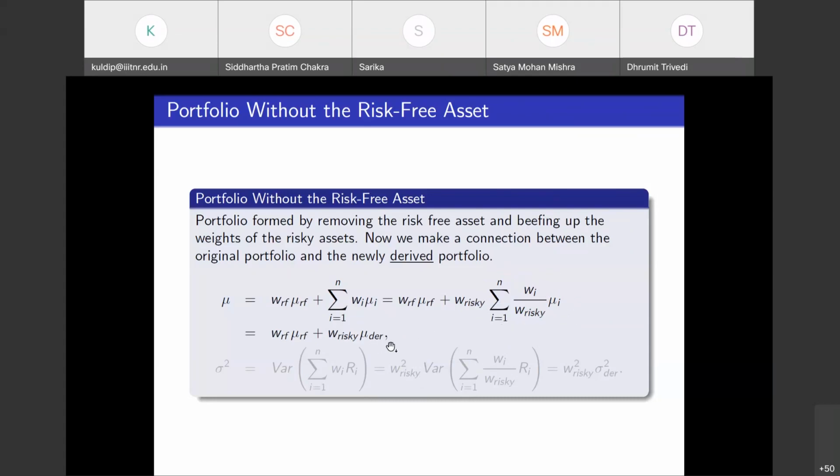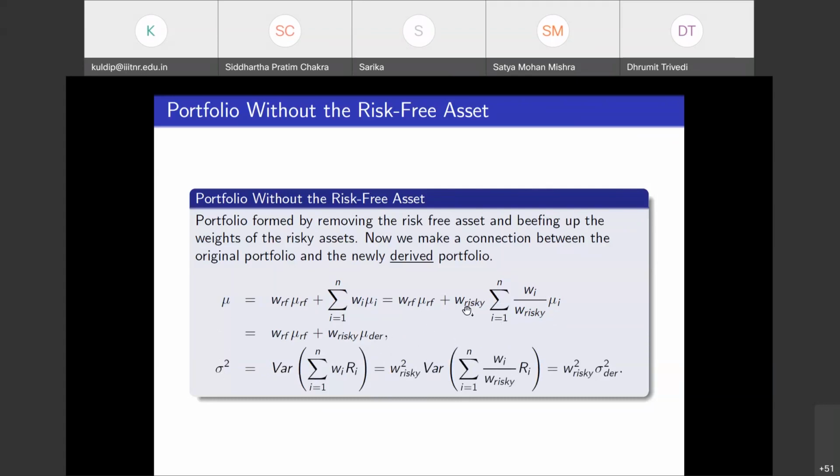So this I write as mu dir. In a similar manner, I can take the variance of the portfolio. Remember, this mu and this sigma are the mu and sigma for the portfolio which includes the risk-free asset. And this mu dir is the portfolio which includes only the risky assets, resulting from jacking up the weights.